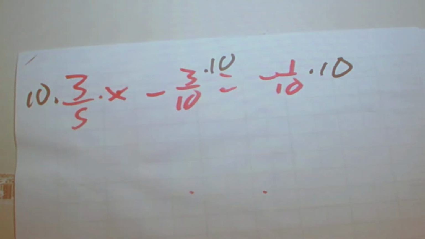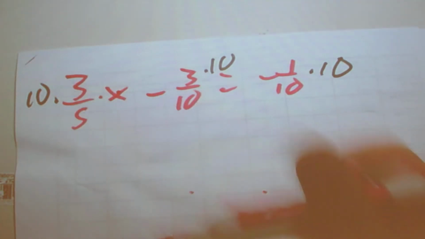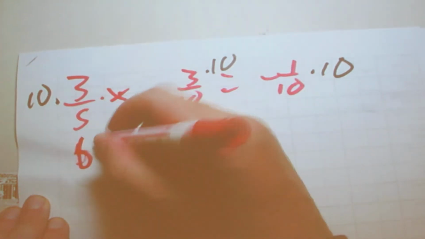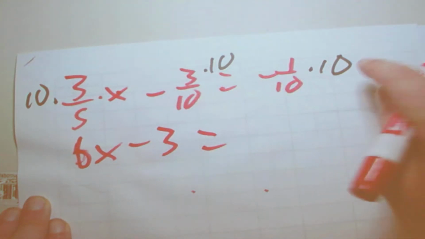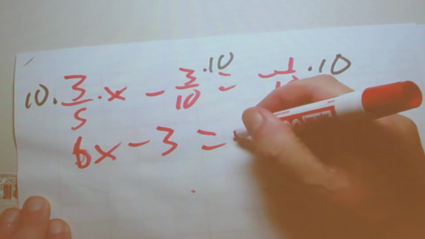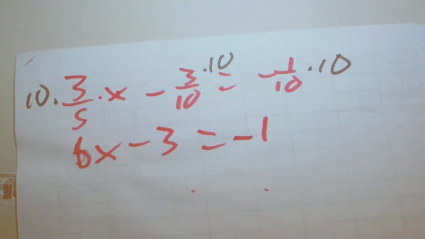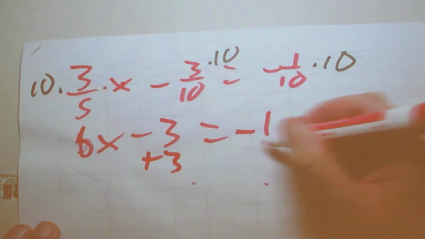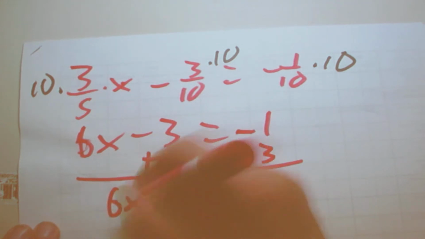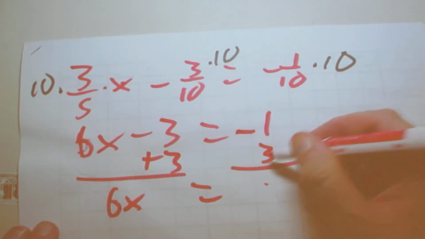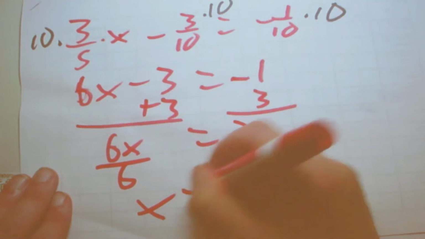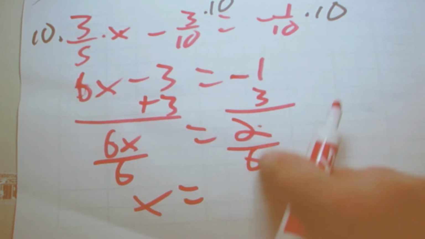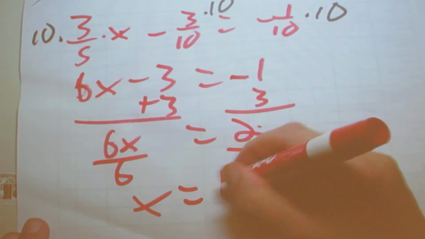When I do that, 10 divided by 5 is 2, times 3 is 6x, minus 10 divided by 10 is 1, so minus 3 equals 10 divided by 10 is 1, times negative 1 is negative 1. Then I'm going to add the 3 to both sides. I'll be left with 6x equals negative 1 plus 3, which is positive 2. Divide both sides by 6, x equals, and because we can simplify the 2 and the 6, we can make that 1 over 3.